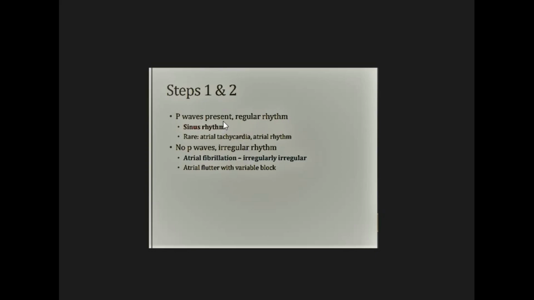If P waves are present with a regular rhythm, then it's sure that you are going to have a sinus rhythm, or in rare cases an ECG of a person who is having atrial tachycardia or atrial rhythm. If there are no P waves and you have got an irregular rhythm, then this is the ECG of atrial fibrillation. Atrial fibrillation is known as the condition in which the ECG is irregularly irregular, and the other condition in which there are no proper P waves and an irregular rhythm is atrial flutter with variable block.